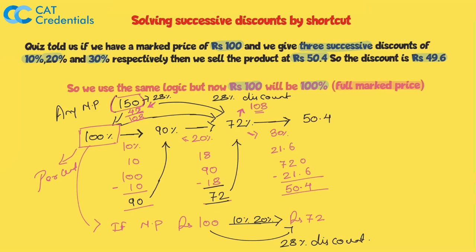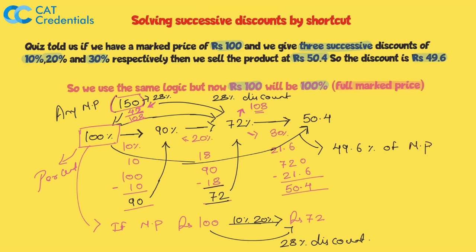100% of the mark price is being reduced to 50.4% of the mark price. So we are giving a discount of 49.6%. Everything now is in terms of percentage. So what is left right now is a 49.6% discount given off the mark price.